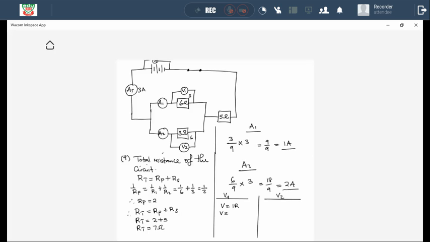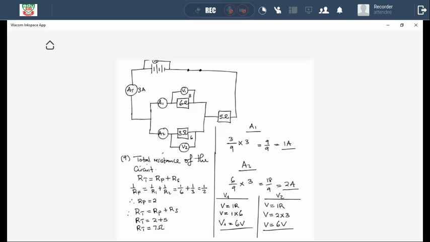In other words, we use our A1 reading, which is 1 amp, times the resistance of that path, not the total resistance, but the resistance of that path, which is 6. So V1 is equal to 1 times 6, which is 6 volts. That is your V1 reading. Then V2 is equal to IR. We use Ohm's law again. So V2 is equal to, what is the current that passes through that 3 ohm pathway? In other words, our A2 reading, which is 2 amp, times the resistance of that path, which is 3. So V2 is equal to 6 volts.